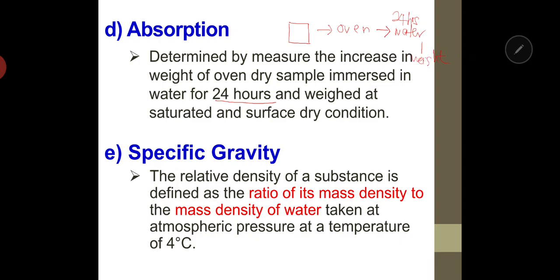For specific gravity, it is a relative density of a substance defined as the ratio of its mass density to the mass density of water. So you have the density of your aggregate, and then divide by the density of water, then you get the value for specific gravity. And this was taken at the temperature of 4 degrees Celsius.